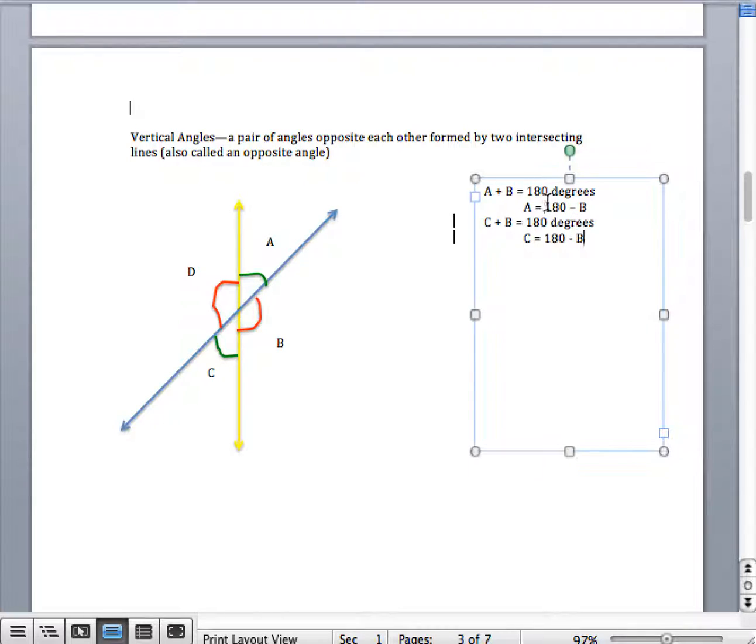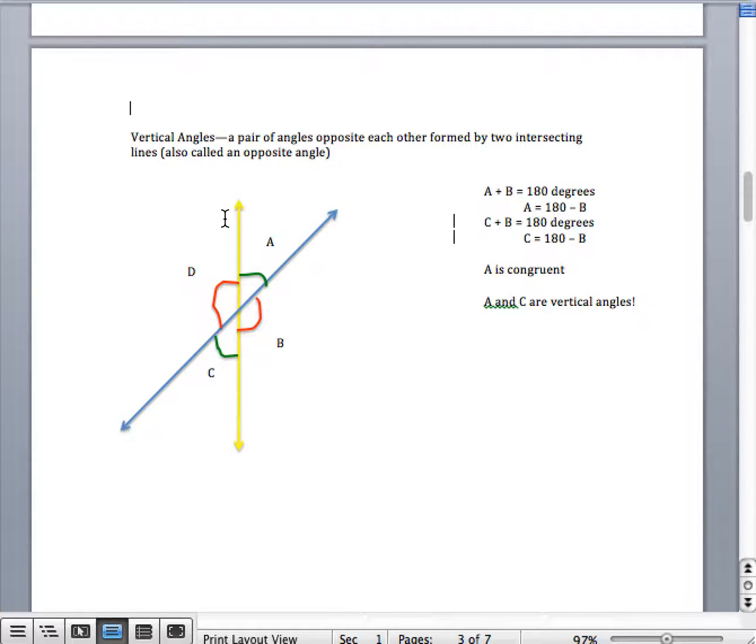Okay, so let's take a look at this. A is equal to 180 minus B, and C is equal to 180 minus B. And if that's the case, A is congruent to C, because they equal the exact same thing. And if that's the case, then A and C are considered vertical angles. Super simple, but some people like to overcomplicate that a little bit. So that's how we know that vertical angles can exist in that way.